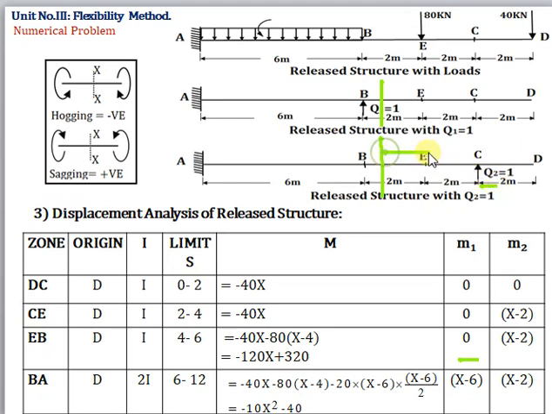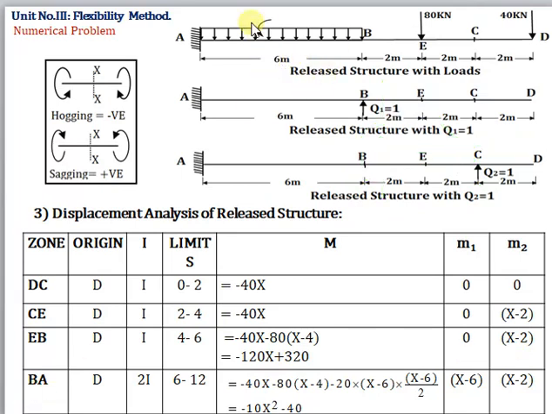Again our origin is D. So this distance is x with respect to origin. So lever arm for Q2 is x minus 2. So x minus 2 into 1, and it will rotate about this section in an anti-clockwise sense, therefore positive. So positive x minus 2 into 1. Okay. Now next zone is BA zone.